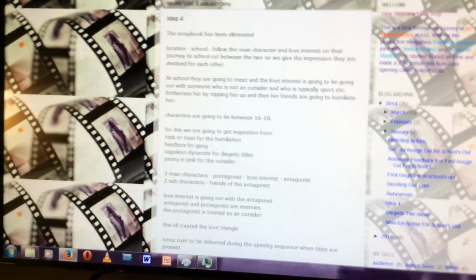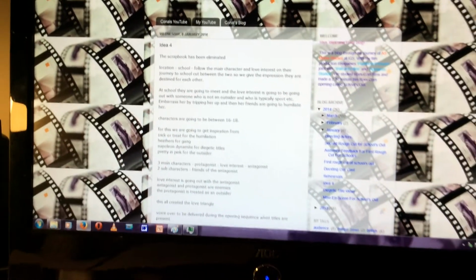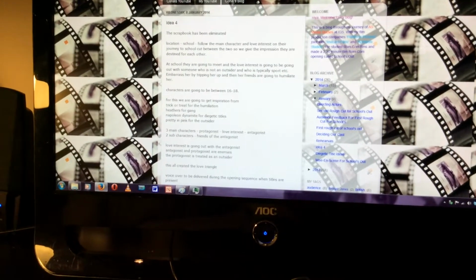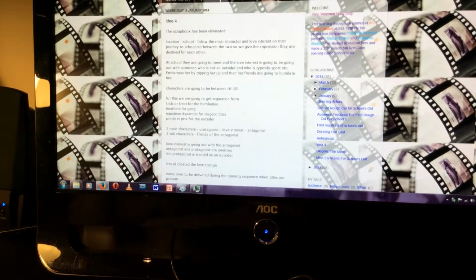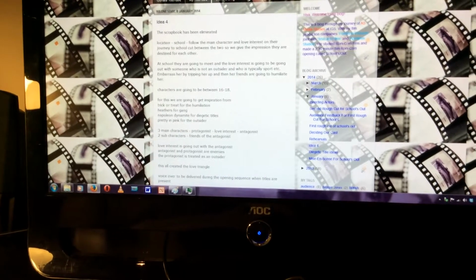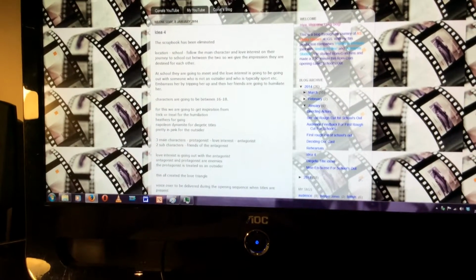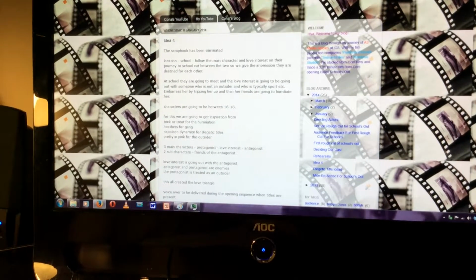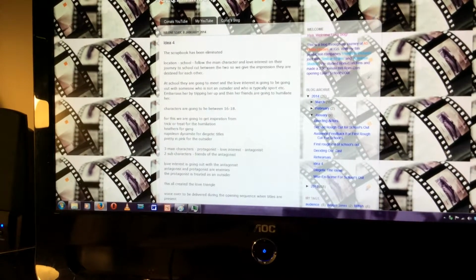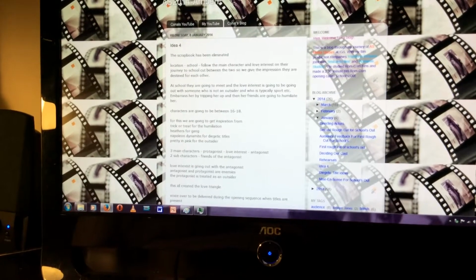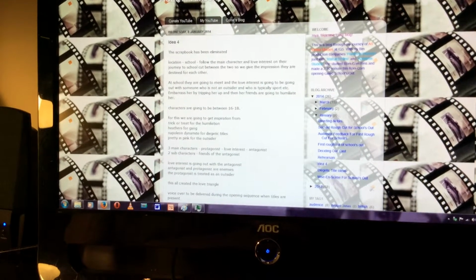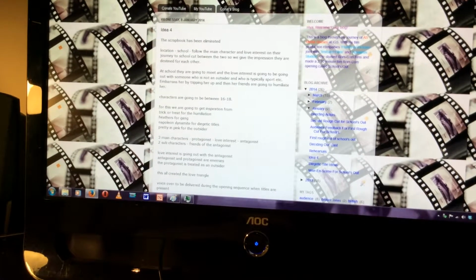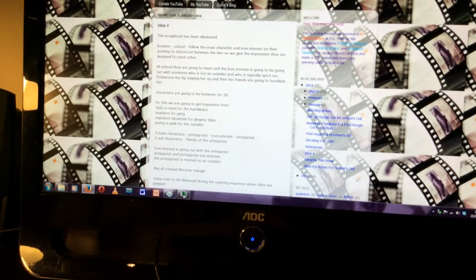Then we took idea 4, where the scrapbook was eliminated, and we took a slightly different approach. And the location for this was going to be school, because it was going to be easier for us to film rather than it being at people's houses. Especially for the original idea, which was a party, it was difficult to get a proper party scene going together in the space and the time that we had allocated.